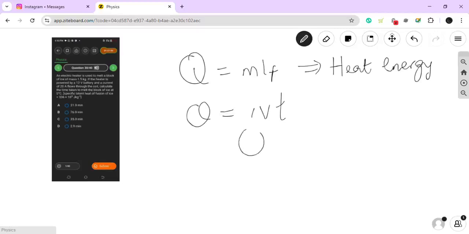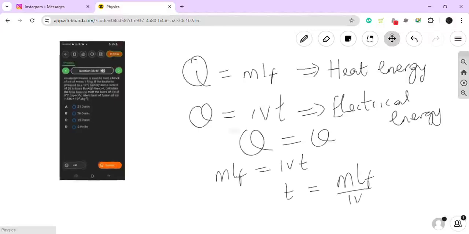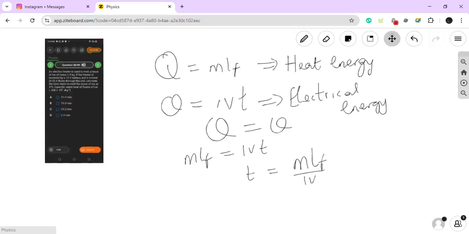So if we relate the two of them together, this is electrical energy. Please don't forget, this is for electrical energy. So if we relate the two, Q equals Q, meaning MLF will be equal to IVT. And you are looking for T. If you divide both sides by IV, you have MLF over IV. What does M stand for? Your M stands for mass. Your LF stands for specific latent heat of fusion of ice, your I stands for your current, and your V stands for your voltage or potential difference.